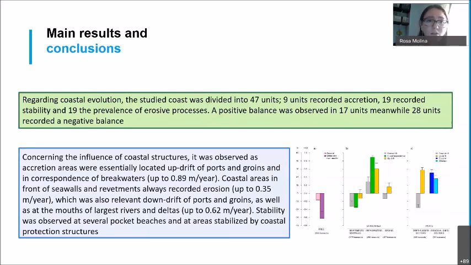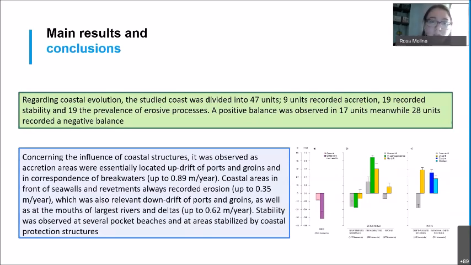Regarding coastal evolution, the studied coast was divided into 47 units, as I said before. 9 units recorded accretion, 19 recorded stability, and 19 the prevalence of erosive processes. A positive balance was observed in 17 units, meanwhile 28 units recorded a negative balance.